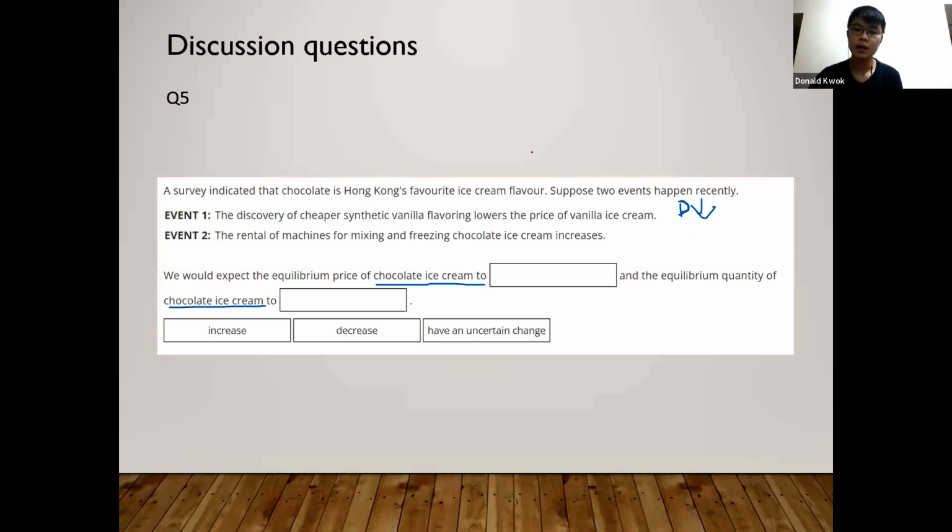Okay. So how does a decrease in demand affect the price and the quantity transacted of the good? So both should decrease, right? So this is the impact caused by event 1.